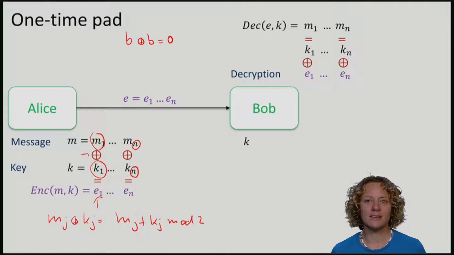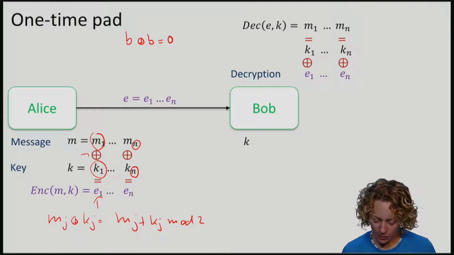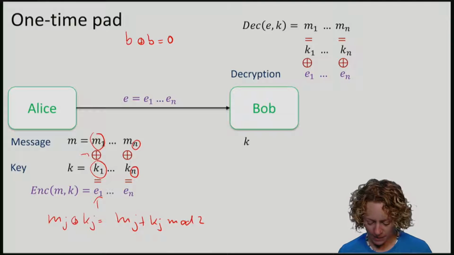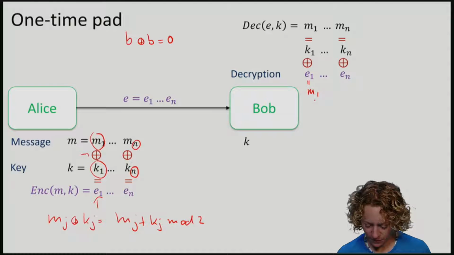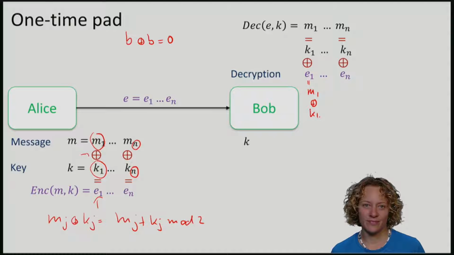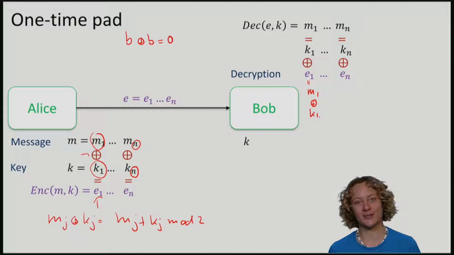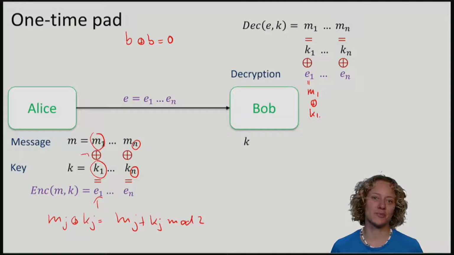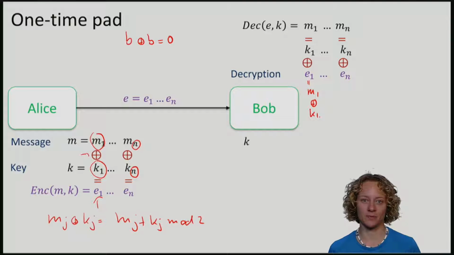So what this means is that if Bob adds the bit K, remembering that E1 is itself just M1 XOR K1, we get back the message. So our encryption scheme is correct, in the sense that if Alice and Bob have the same key, then in fact Bob can recover Alice's message.